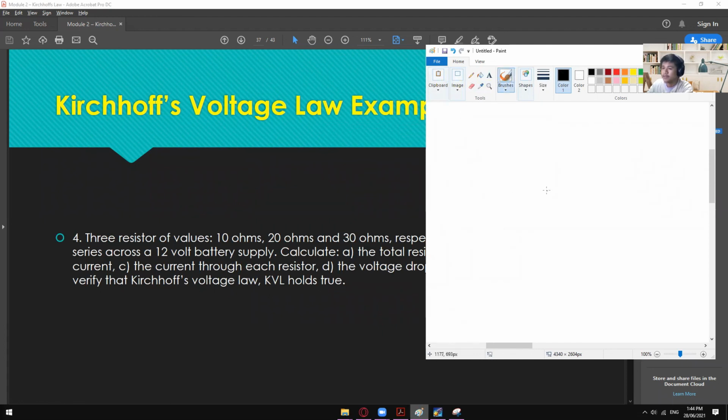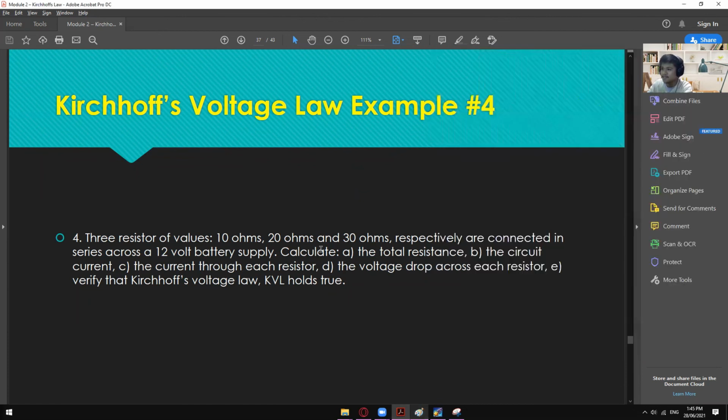We have here a voltage source of 12 volts, and then the first resistor is 10 ohm, the second one is 20 ohm, the third one is 30 ohm. Sorry for my ugly handwriting. Anyway, that's the circuit. Calculate the total resistance, the circuit current, the current through each resistor, the voltage drop across each resistor, and then verify that using Kirchhoff's law.